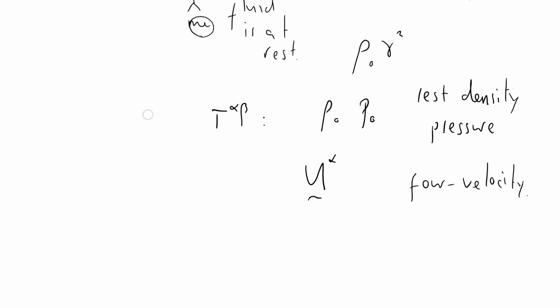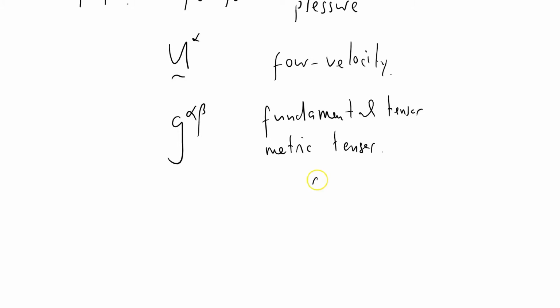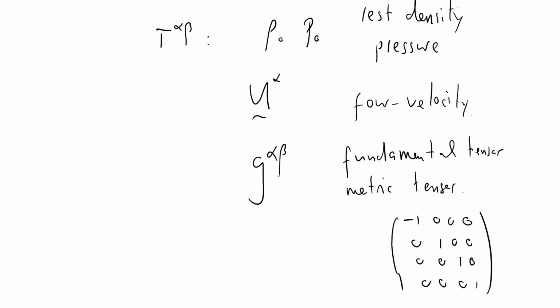And I've got one other trick up my sleeve. I've got g alpha beta, which is my fundamental tensor, my metric tensor, which in this case is -1, 1, 1, 1. That's the metric I'm using in this course. At least I think I'm trying to use it. I'm trying to be consistent about it, but not always entirely consistent.